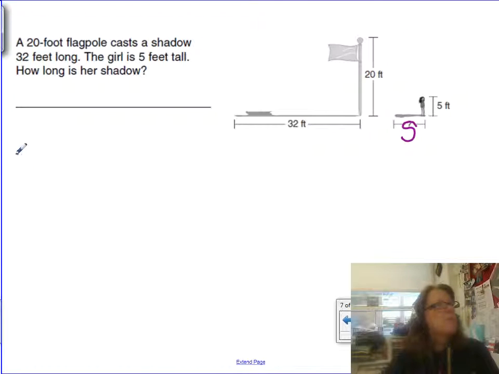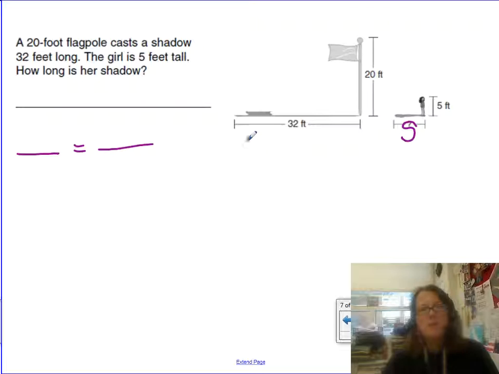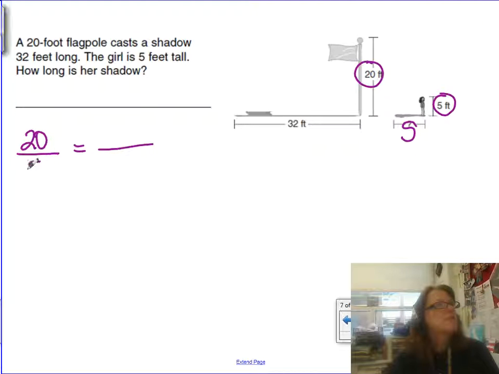All right, make a proportion. Cross multiply and solve. Show the algebra. Label your answer. Here we go. I'll do it a different way this time. I'm going to say the height of the flagpole is to the height of the girl as the shadow of the flagpole is to the shadow of the girl, which I don't know.